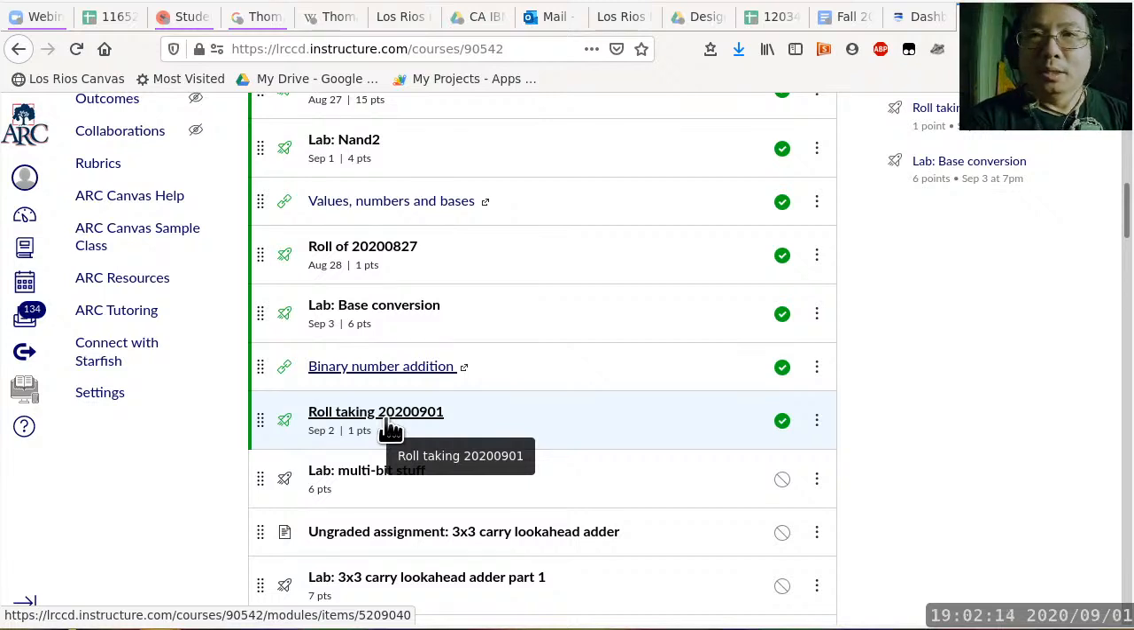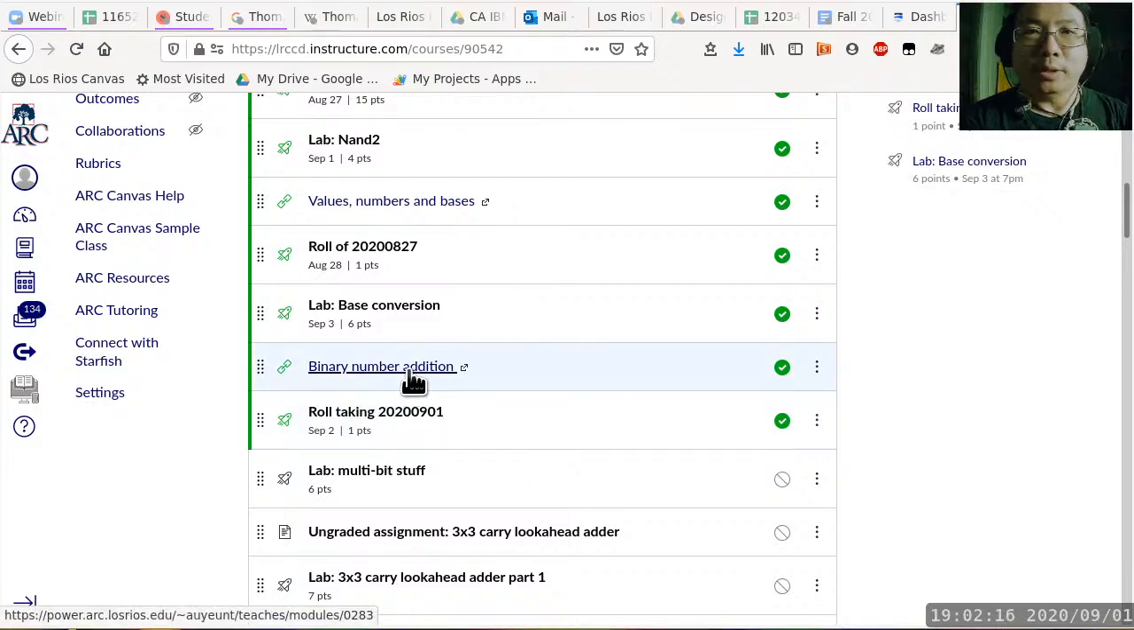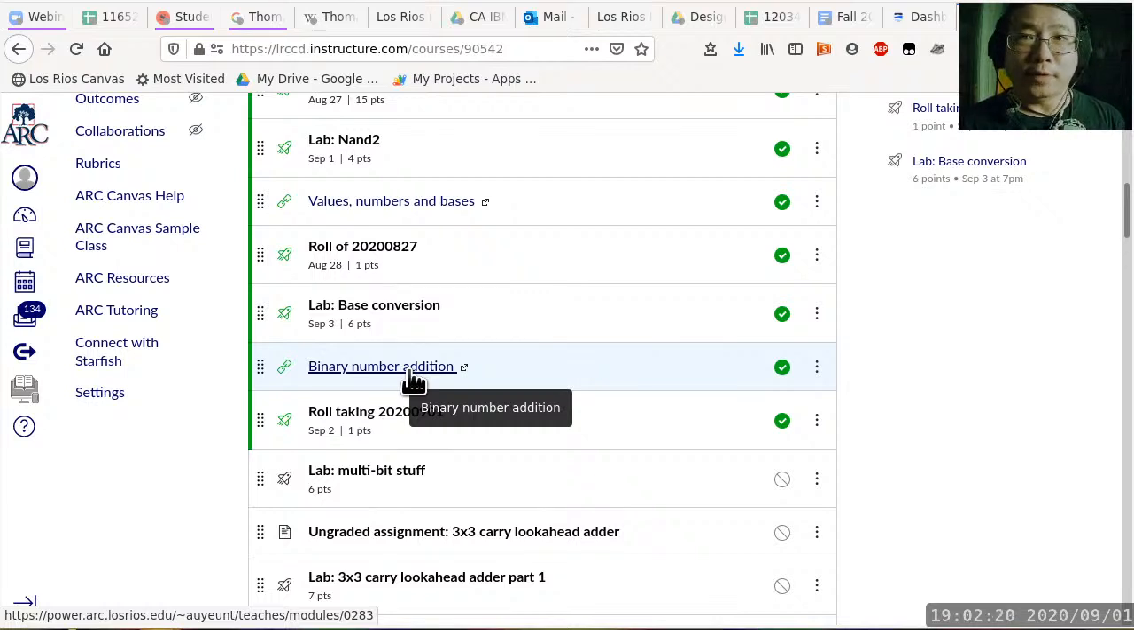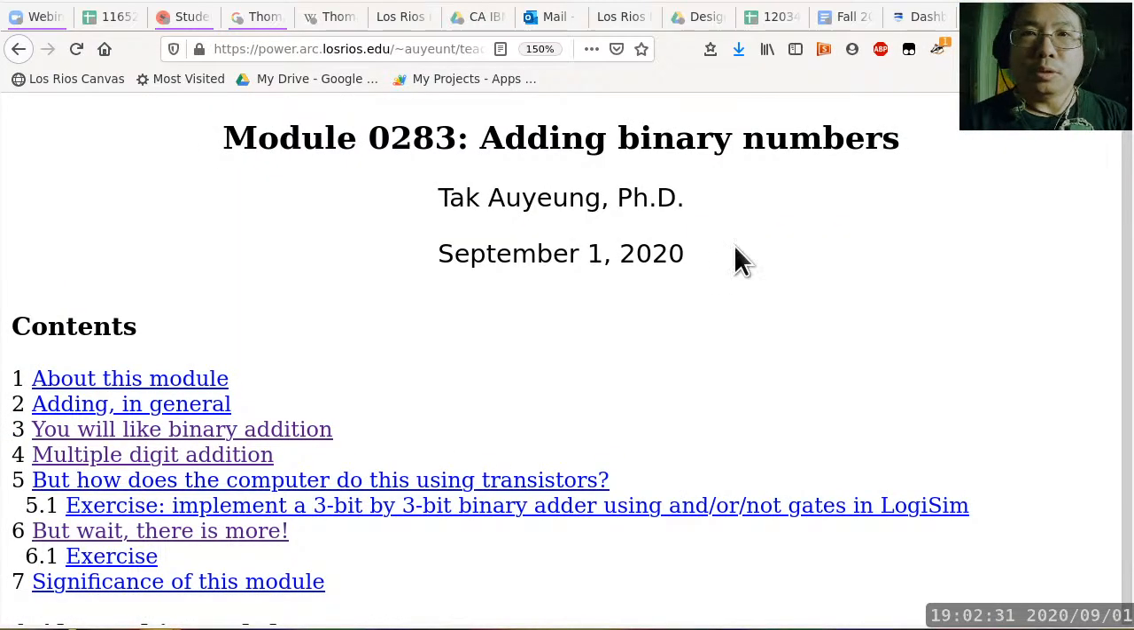Knowing that this is where we are located, I'm really hoping that most of you have found some time over the weekend to read ahead of me so that you know what we are going to talk about: binary number addition. The module looks like this. I made some minor tweaks, but it's not major. By the time we get to the tweaks, I'll explain it.